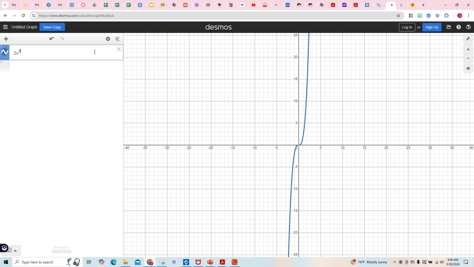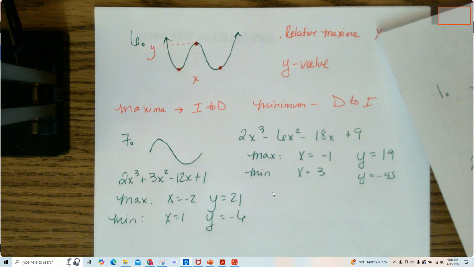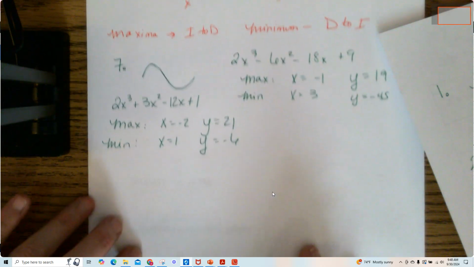I can just type it in, 2x cubed plus 3x squared minus 12x plus 1, and I can literally click on the maximum. So the max for this one, the x is -2, the y is 21, and then the minimum, the x is 1, the y is -6. So I like Desmos just because there's less of a process to get to what you're looking for.